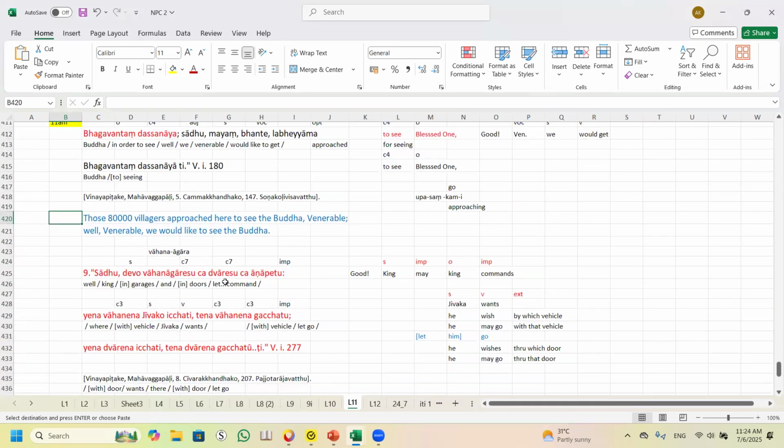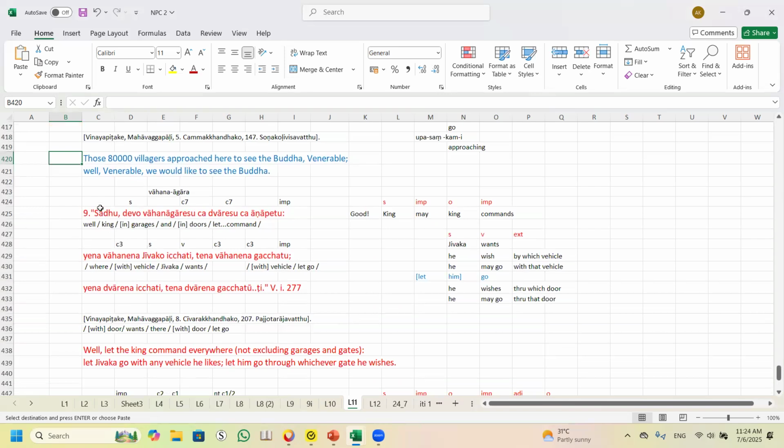Okay, we'll move to number 9. Okay, this is a compound. Can you see the word Vahana, Akara? The case is there. This is stem, all stem, Vahana, Akara. Dwaresu. Dwara is a door.